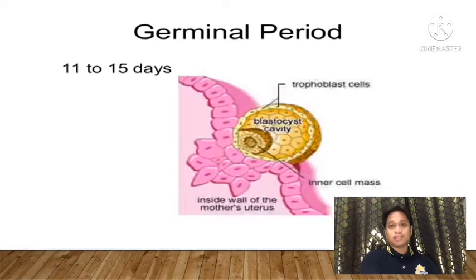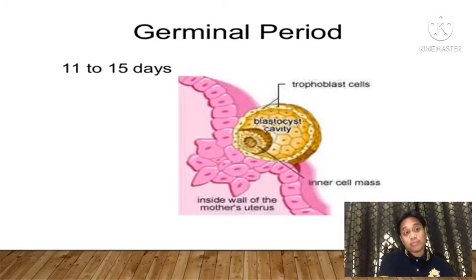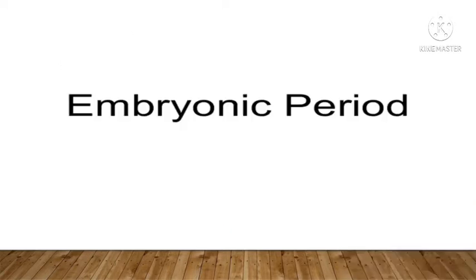Next, in this picture, we are able to see how the blastocyst looks during the 6 to 7 days. In this picture, we are able to see the 11 to 15 days of development. In the pink area, we can now see the inside wall of the mother's uterus, and in the yellow area, we have the trophoblast cells and the inner cell mass. We are also now able to identify the blastocyst cavity.